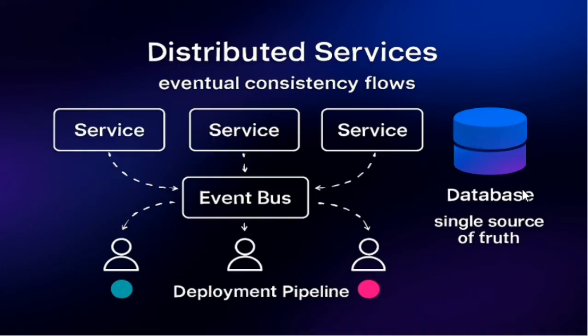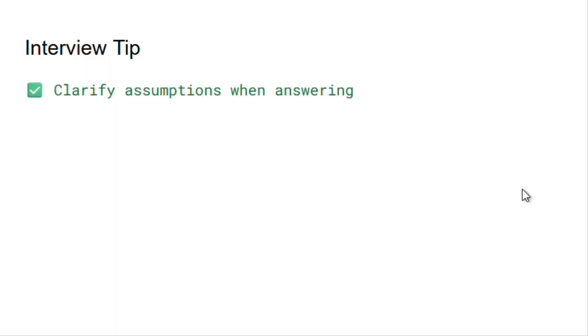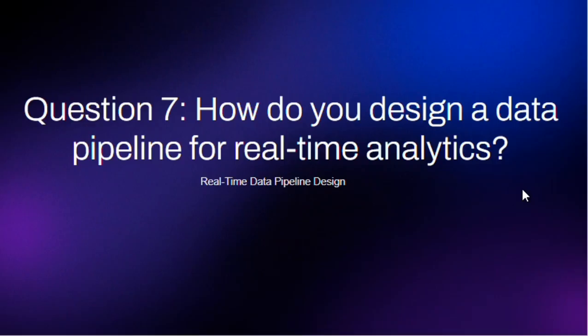Always document the consistency model for each service and define acceptable state staleness based on business requirements. Combine this with monitoring to detect anomalies early. Interpreting: always state your assumptions about consistency, latency, and business requirements.